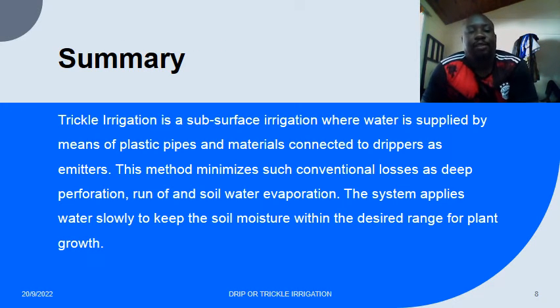In summary, trickle irrigation is subsurface irrigation where water is supplied by means of plastic pipes and materials connected to drippers or emitters. This method minimizes such conventional losses as deep percolation, runoff, and soil water evaporation. The system applies water slowly to keep the soil moisture within the desired range for plant growth.